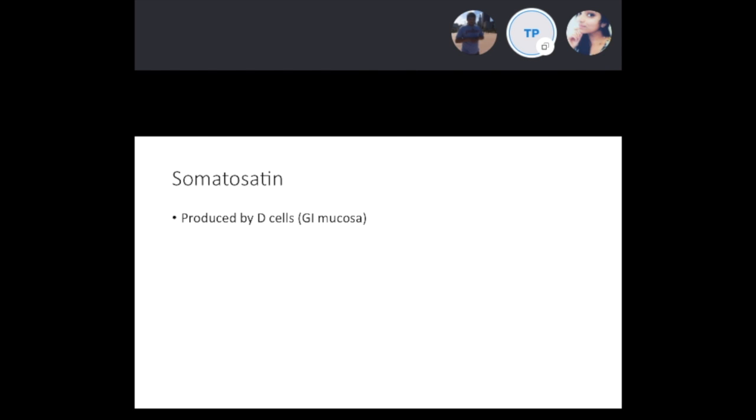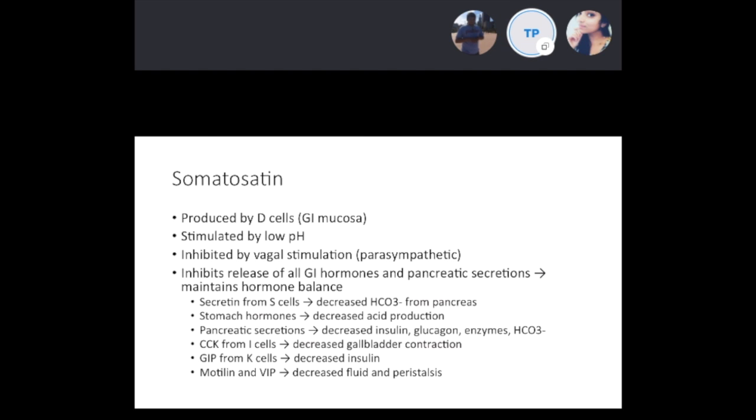Somatostatin. This is produced by the D cells in the GI mucosa. It's stimulated by a low pH, so an acidic environment, and it's inhibited by vagal stimulation, so if we're in a parasympathetic state. It does inhibit the release of all GI hormones and pancreatic secretions to maintain hormone balance.